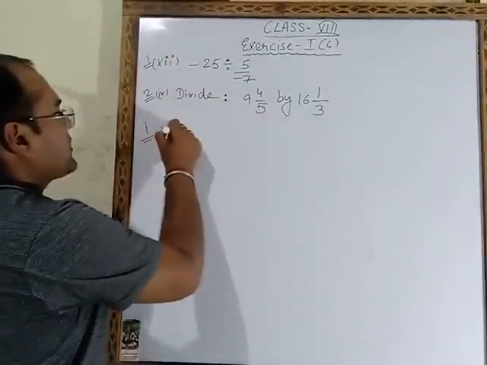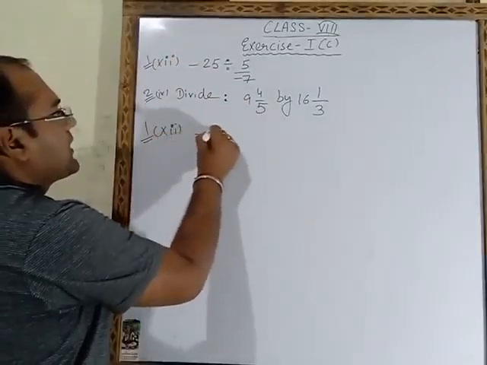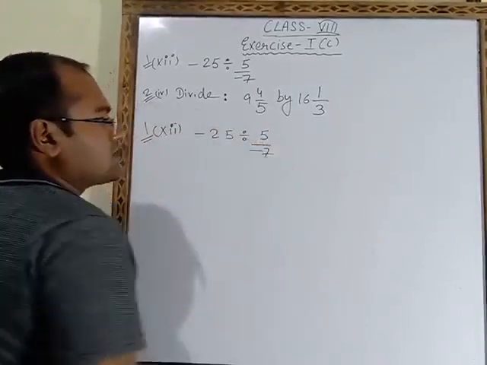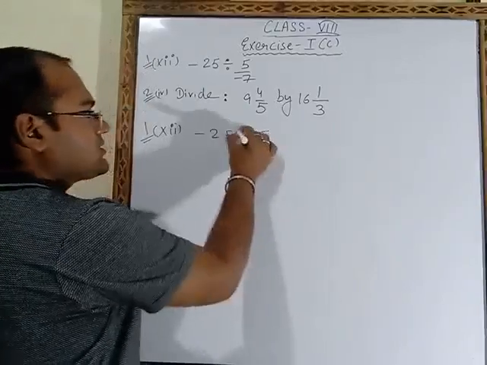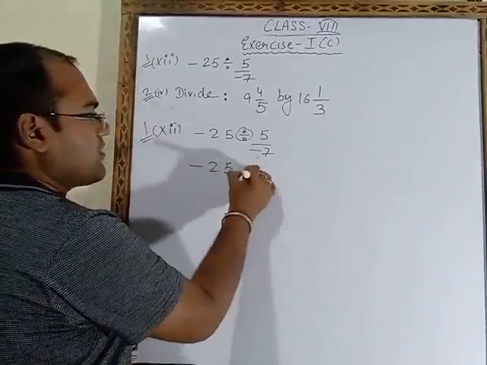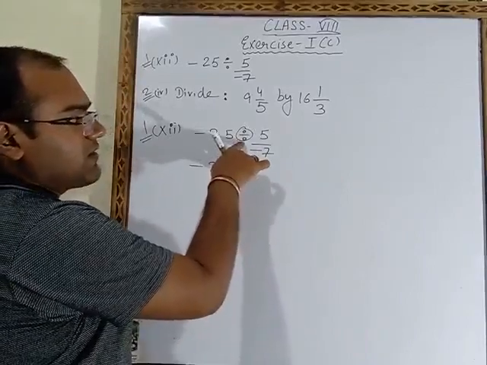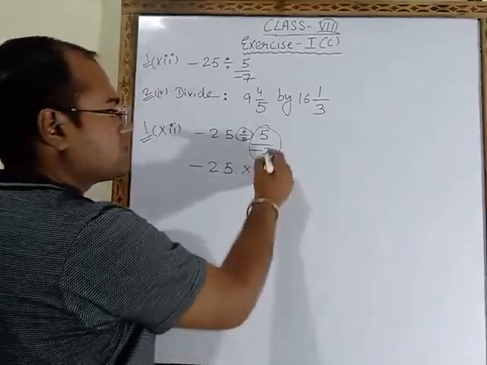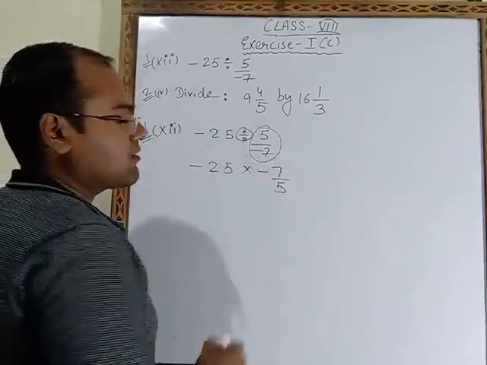First question, 12th part. Minus 25 divide 5 upon minus 7 is given. So the first step is this divide sign we have to change into multiply. So this will become minus 25 multiply. When we change this divide sign into multiply, we have to take the reciprocal of the next number. So this will become minus 7 upon 5.